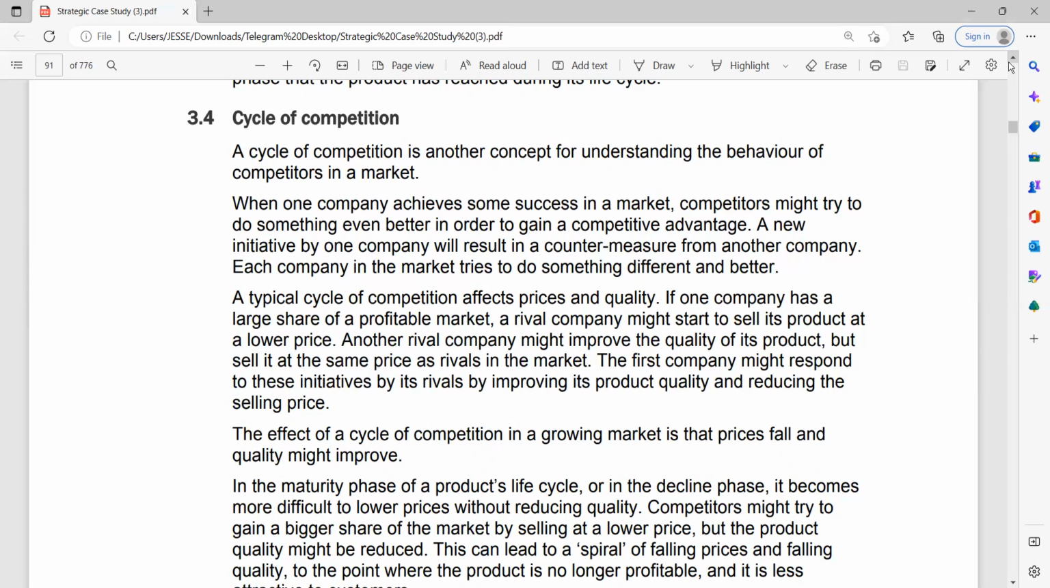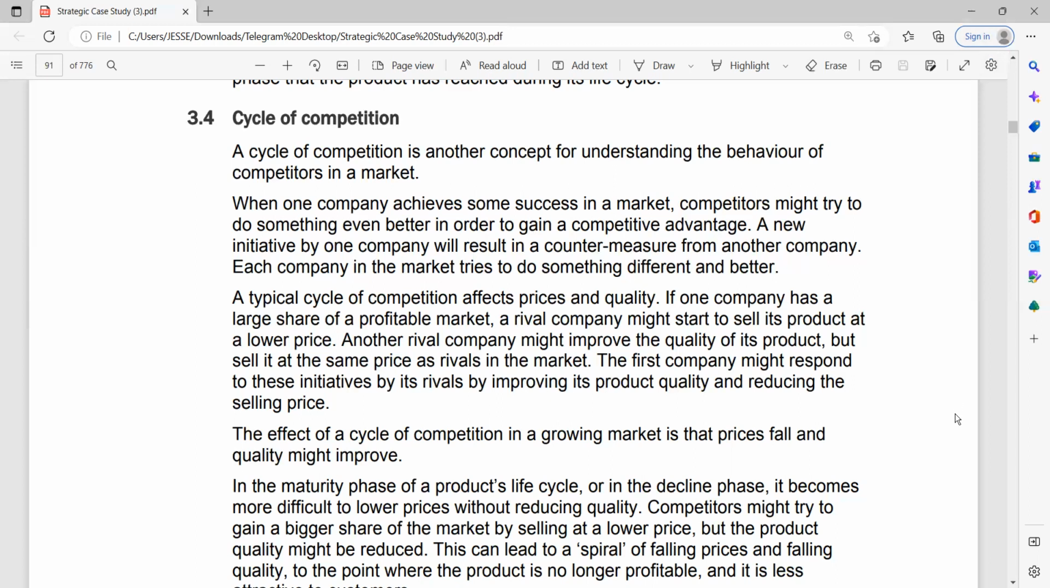Very, very key. A typical cycle of competition affects prices and quality. So in a competitive market, depending on how the market structure is, it will affect price. Competition will affect price and quality. That's why you see some companies reduce their prices just to gain more people in the market. Others too would improve the quality of their products, to gain ascendancy in the market.